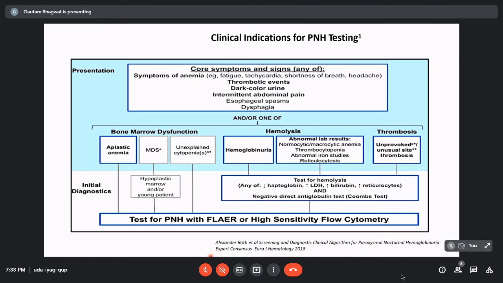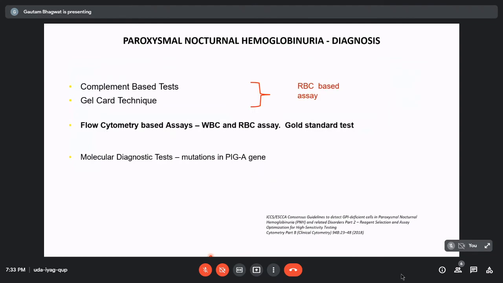Then in the cases of hemolysis, we would first rule out the other causes of hemolysis, and most importantly autoimmune hemolytic anemia or drug-induced hemolytic anemia, which are the Coombs positive hemolytic anemias. And if this comes negative and we have ruled out the other intravascular hemolytic anemia causes, then we would go for PNH testing. And any unprovoked thrombosis or unusual site of thrombosis warrants PNH testing. So age-old complement-based tests and gel card techniques are now rarely used, and flow cytometry-based assays are the gold standard for testing. Molecular diagnostic tests are still confirmatory, but again the expense is a lot.